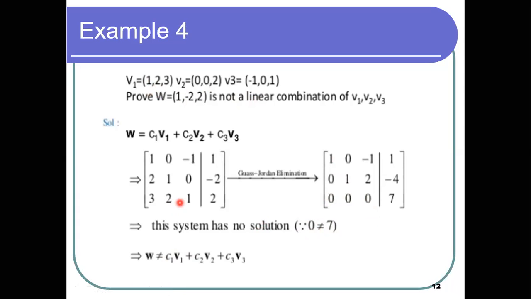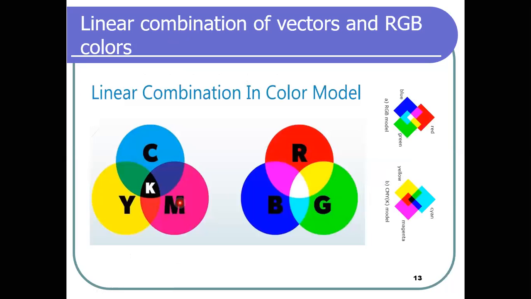So these are some mathematical definitions of linear combination. There are numerous applications of linear combination. Let me elaborate that different kinds of colors are in the form of linear combination in a color model. If you can see over here, this is RGB.